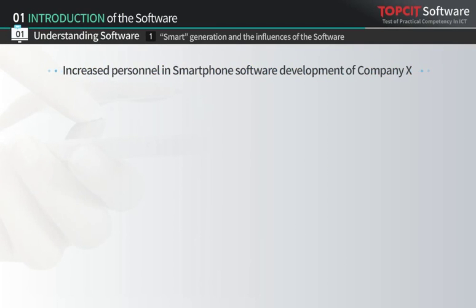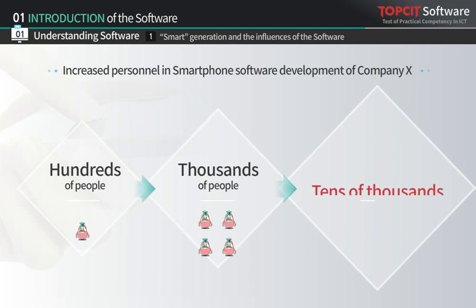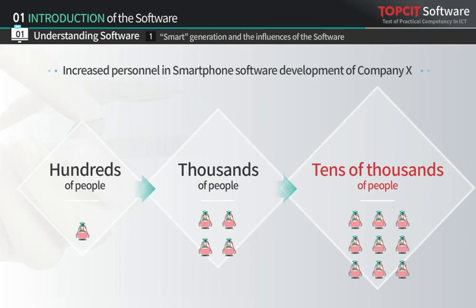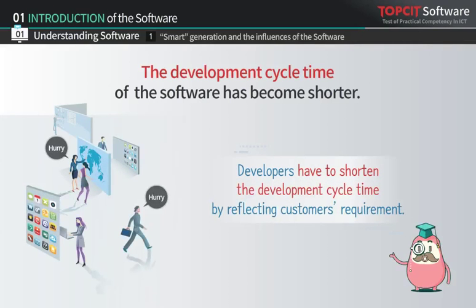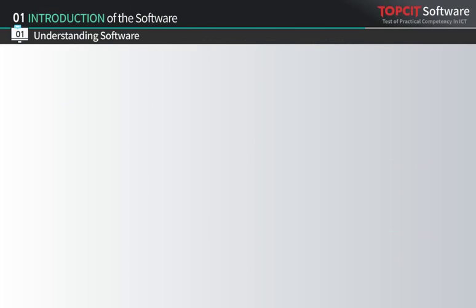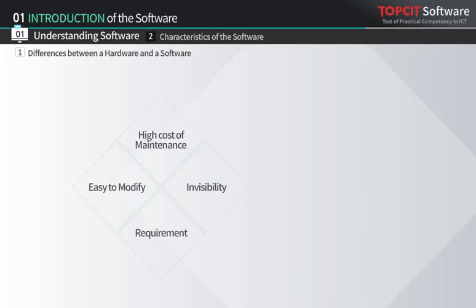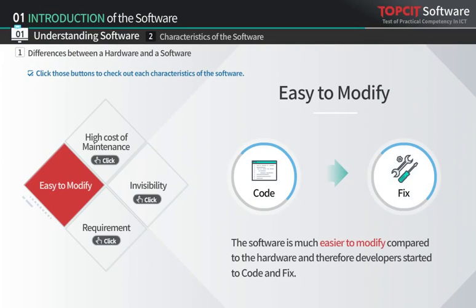When you look at the following sample of Company X, they needed only hundreds of people during development a couple of years ago. However, it has demanded more and more human resources at this moment. The development cycle time has to be short as well. Developers have to shorten development cycle time by reflecting customers' requirements. Let's look at differences between the software and the hardware.